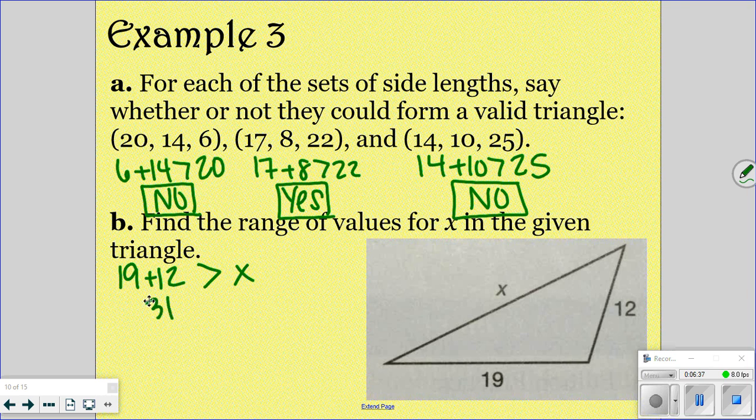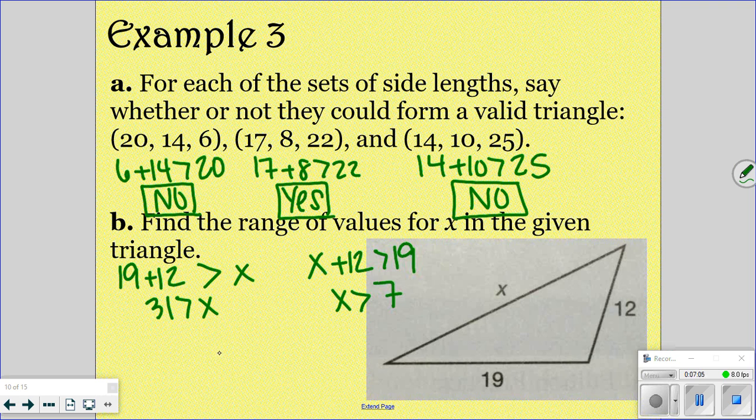So that would be 31 has to be greater than x. But that's if x is the biggest side. Let's say that x is not the biggest side. Let's say it's the smallest side. So then if x were the smallest side, the other side that's small is 12, and they would have to be greater than 19, which means that x would have to be greater than 7. So either 31 is greater than x or x is greater than 7.